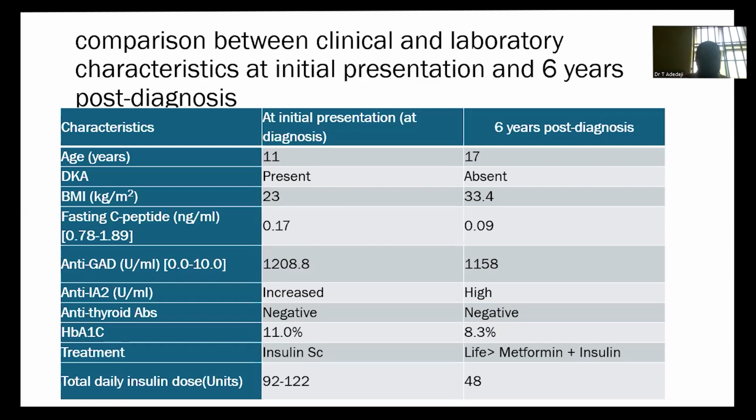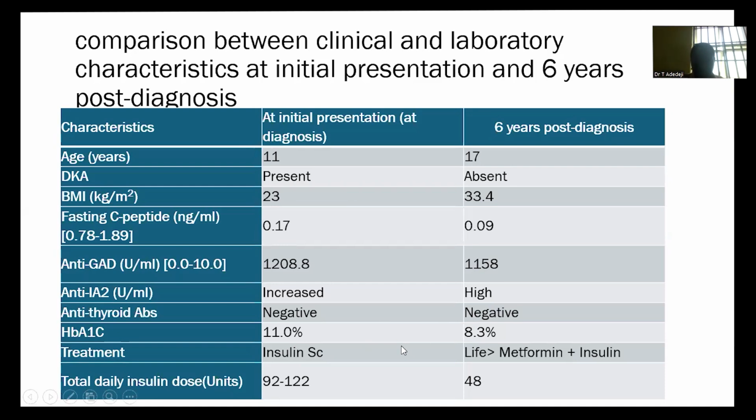Antibodies were elevated at both instances, both at the initial stage of diagnosis and later. Anti-insulin autoantibody was initially increased and remained high at the second instance. The anti-thyroid antibodies remained negative, and hemoglobin A1C fell from 11% to 8.3%.